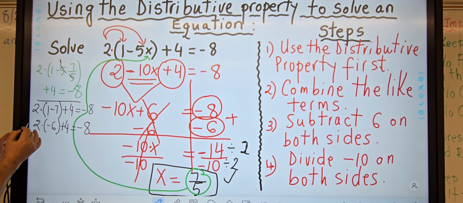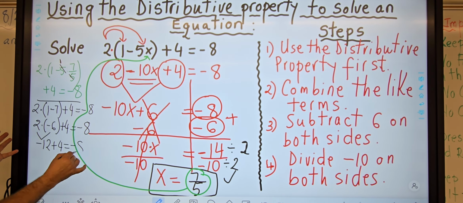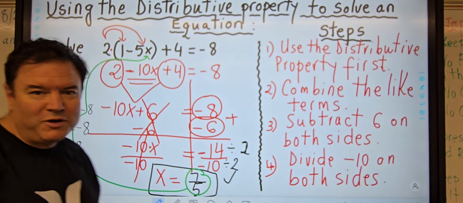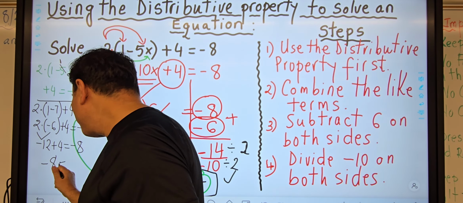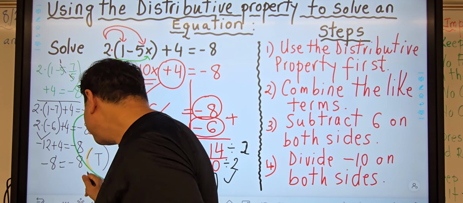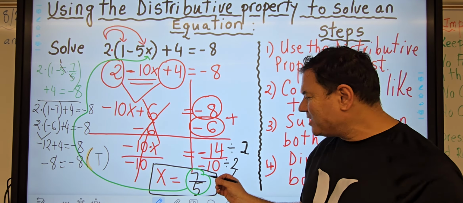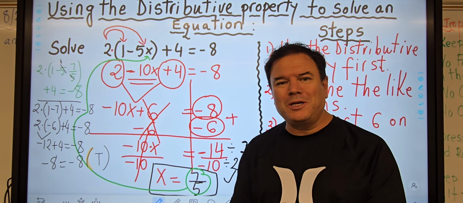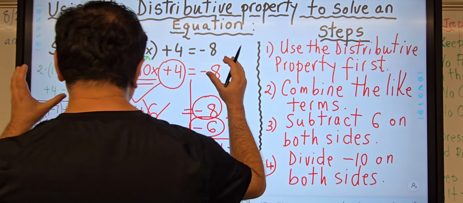Of course, multiplication comes first. 2 times negative 6 becomes negative 12 plus 4 equals negative 8. And of course, negative 12 plus 4 becomes negative 8. Negative 8 equals negative 8, and we get a true statement. And because we got a true statement, we know with certainty that 7 over 5 is the solution of our equation. Make sure you understand all these steps here.